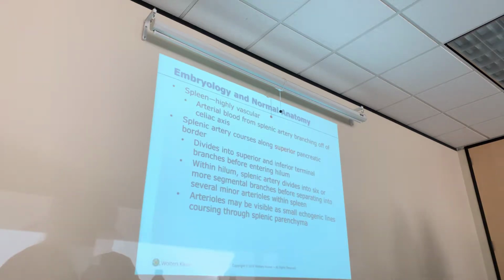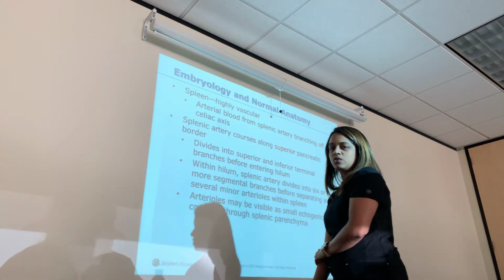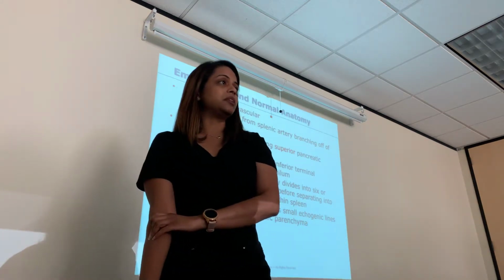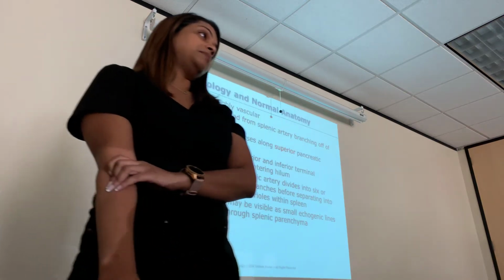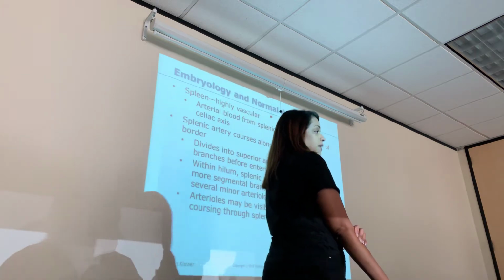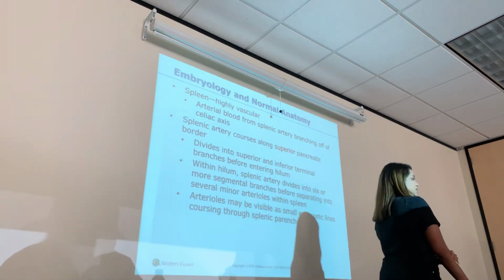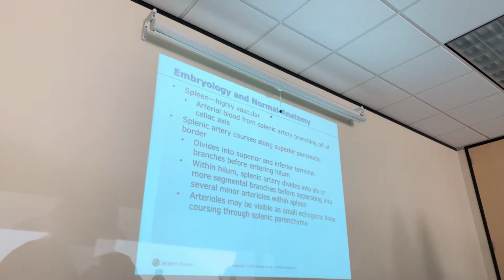So the spleen is highly vascular. The arterial blood is from the splenic artery. Do you guys remember what it branches off of? Celiac. What does the celiac axis come off of? So, on the test I can ask you, what is the blood supply of the spleen? And I can have splenic artery, celiac axis, aorta, any of those. Is it the first branch, second branch, third branch? The first. First branch.